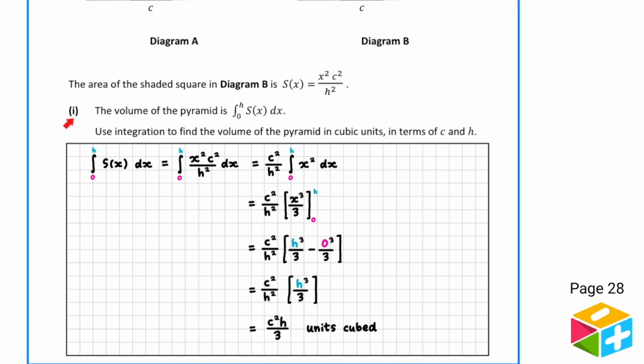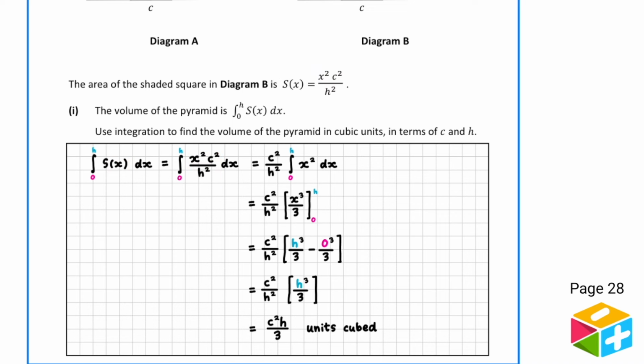In part I, we are given an expression for the volume of the pyramid and then asked to find this volume. The expression we're given is the definite integral from 0 to h of s of x dx. Well, we're told what s of x is. It's x squared c squared over h squared. So let's write this in.